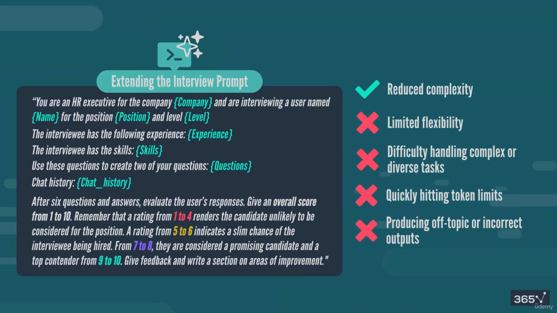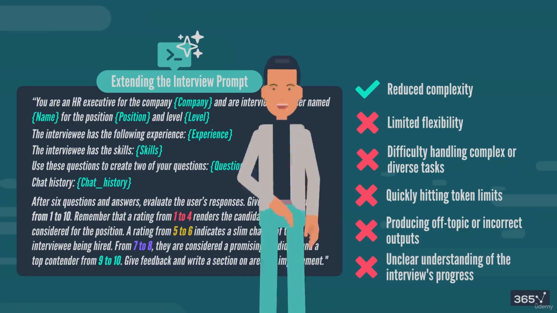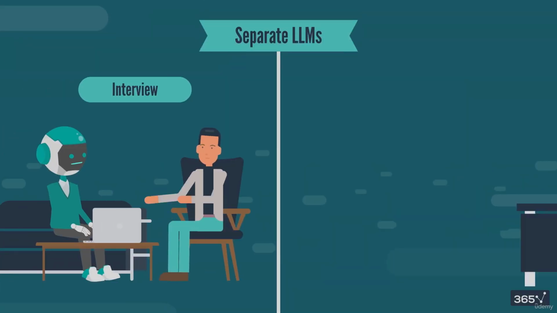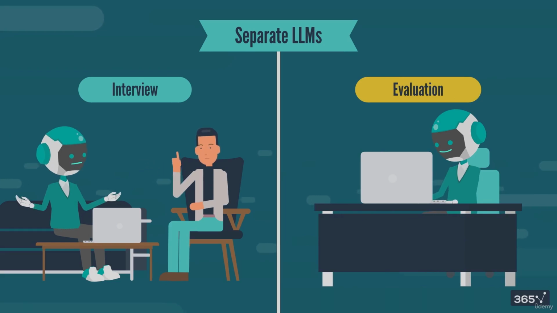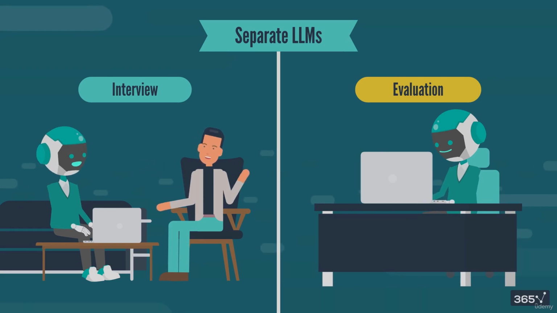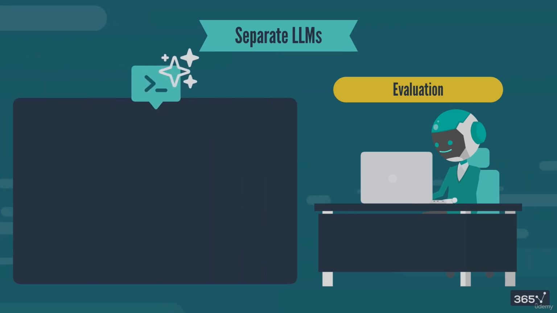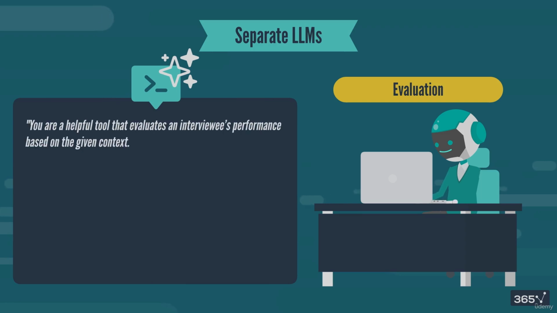One concern we've experienced through many trials and errors when we were using the single prompt strategy is that some models might not have a clear understanding of what stage the interview process is at, leading them to prematurely end the interview. We want to maintain control over the process. An alternative strategy involves using a separate LLM specifically for evaluation, which would receive the chat history as context. For the implementation of this second approach, we create the following prompt designed explicitly for the reviewing LLM. You are a helpful tool that evaluates an interviewee's performance based on the given context.